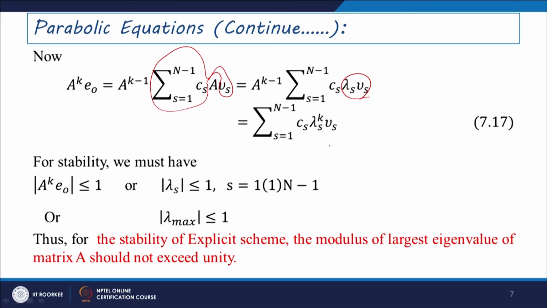So finally, after k steps, we obtain Cs lambda s to the power k into Vs there. And for stability, we always have to consider the absolute value, so that A to the power k tends to 0, it should be less than 1, or we can consider the absolute value of lambda s to be less than 1, where s varies from 1 to n minus 1, or lambda maximum should be less than 1. Thus for the stability of the explicit scheme, the modulus of the largest eigenvalue of the matrix should not exceed unity.